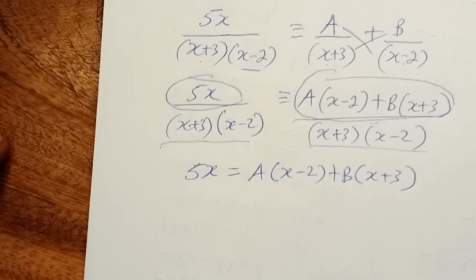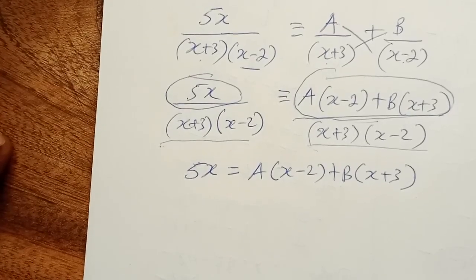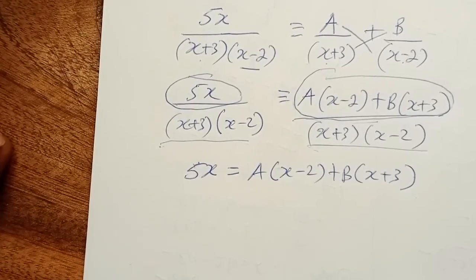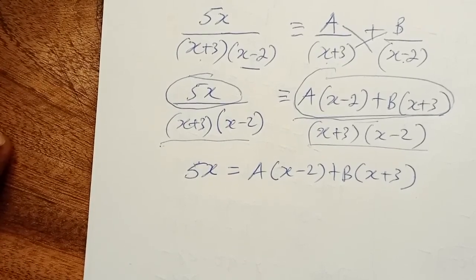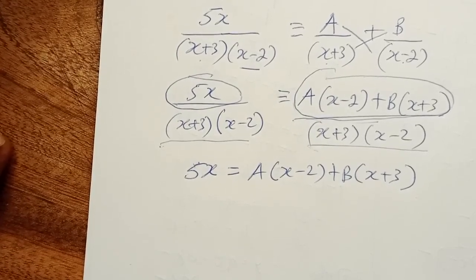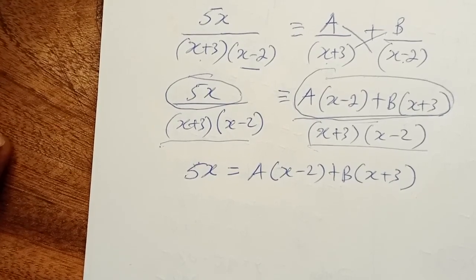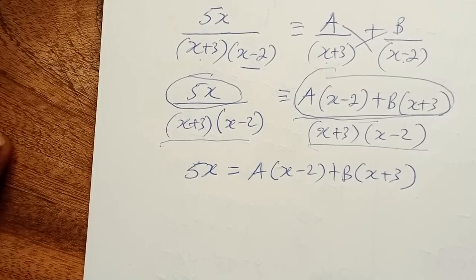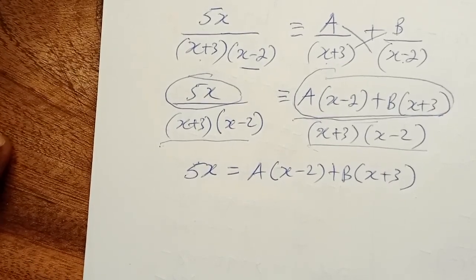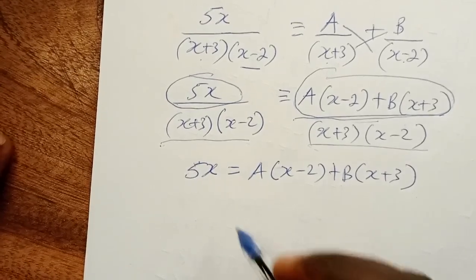For example, if we let x be equal to 2, we are going to take off A, because 2 − 2 will give us 0 and A times 0 will be 0. So if we take off A, we are going to easily get the value of B. But if we let x equal to −3, we are going to take off B because −3 + 3 will give us 0 and 0 times B will be 0, so that we get A. So in this case, let's take x to be equal to 2.